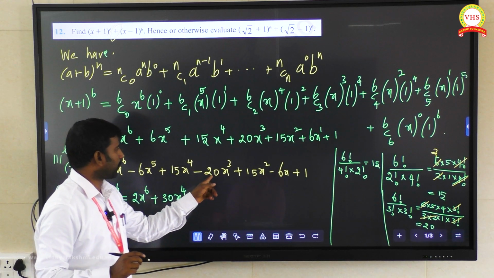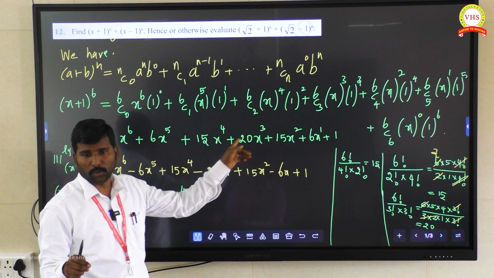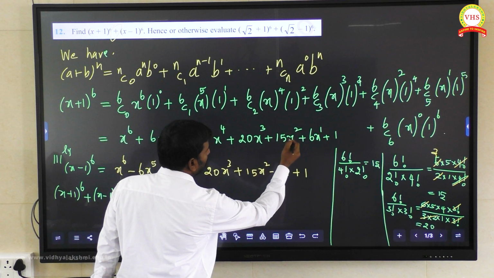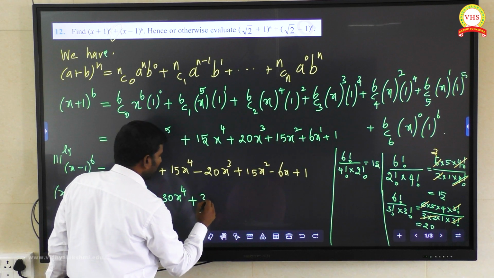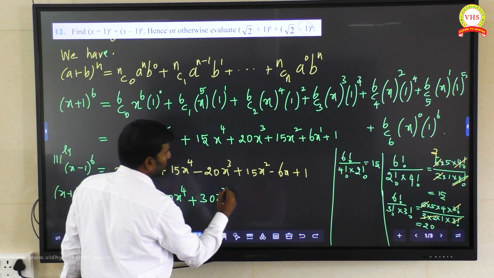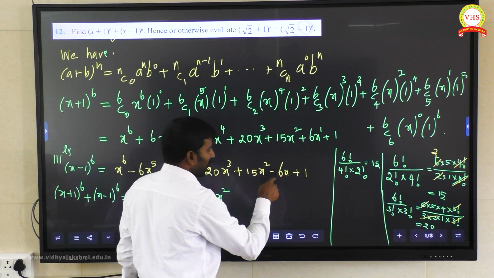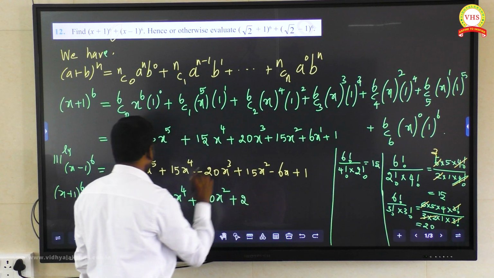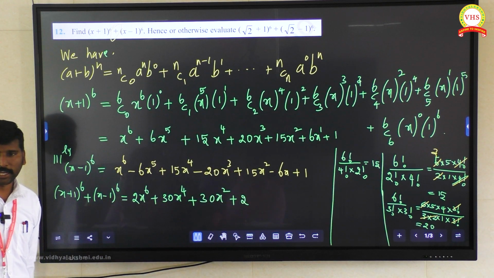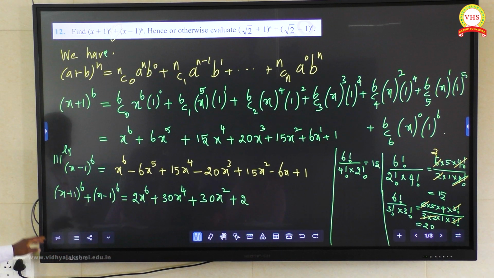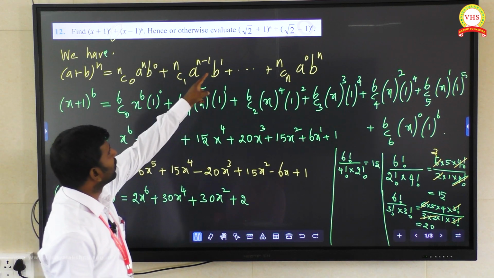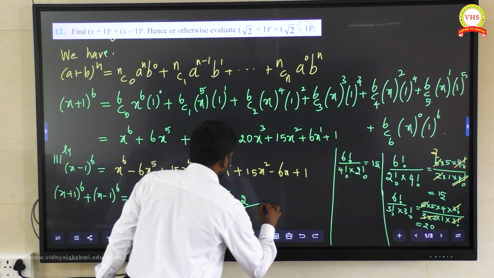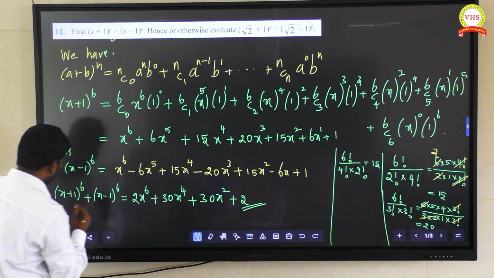Then odd power, x power 3, x power 1, one in positive, another in negative, it will cancel. Then again we will go to the next term. 15 x power 2, what am I getting? 30 x power 2. Then plus 6x minus 6x will be cancelled. 1 plus 1, 2. That's it. This is our required answer. You can stop here. By using this, we want to find that one. Now, similarly, we are going for that.